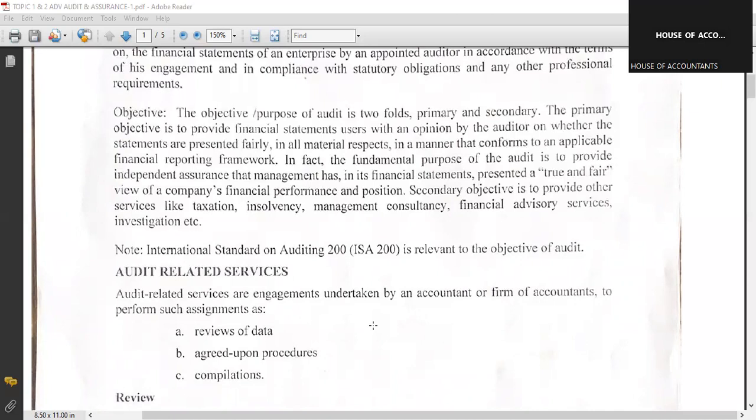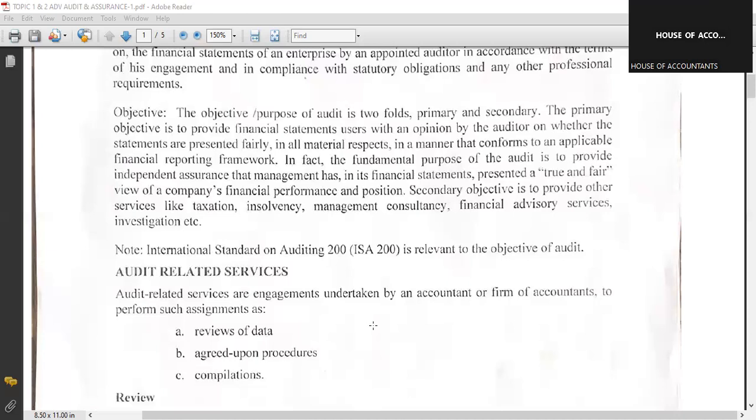First one is reviews of data. Maybe you need information or your accountant has just completed a particular task, and you want a firm of chartered accountants to review if the data or analysis are in line. So you can also engage a firm of chartered accountants for agreed upon procedures. That is, both of you agree, this is what I want you to do. This is the objective. This is the scope of work of audit or audit related services I want you to do. Come and do the internal control for me within 2 or 3 months.